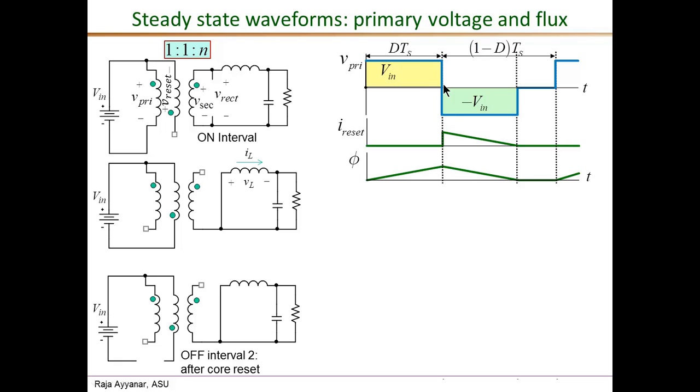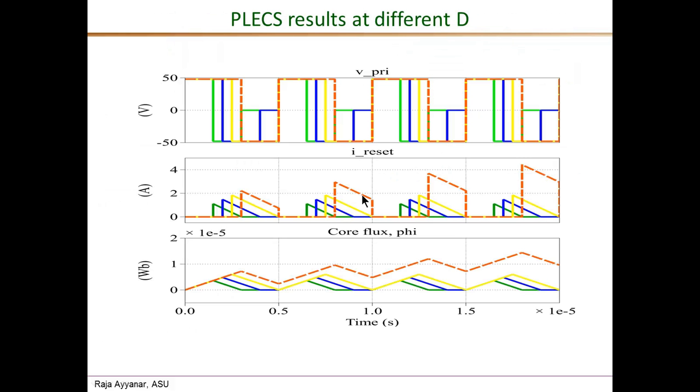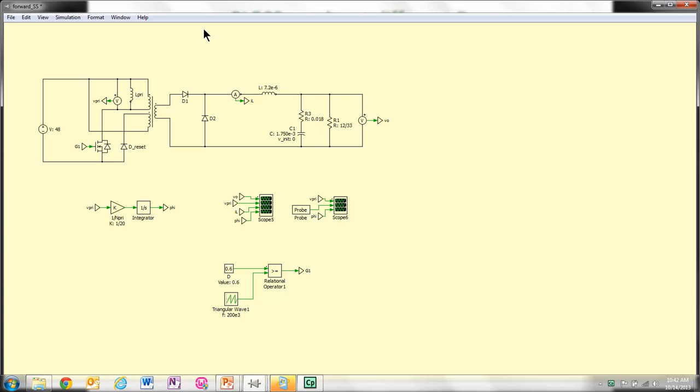Now what happens when we begin to increase the D and actually go beyond D equals 0.5? That is shown in this series of plots. But actually I will run the PLECS simulation file for each of these cases. So this is my schematic of a forward converter. And this is where I control the duty ratio in open loop. I'm going to run this simulation for 4 values of D, starting from 0.3, 0.4, 0.5, and 0.6, which actually results in a non-steady state.